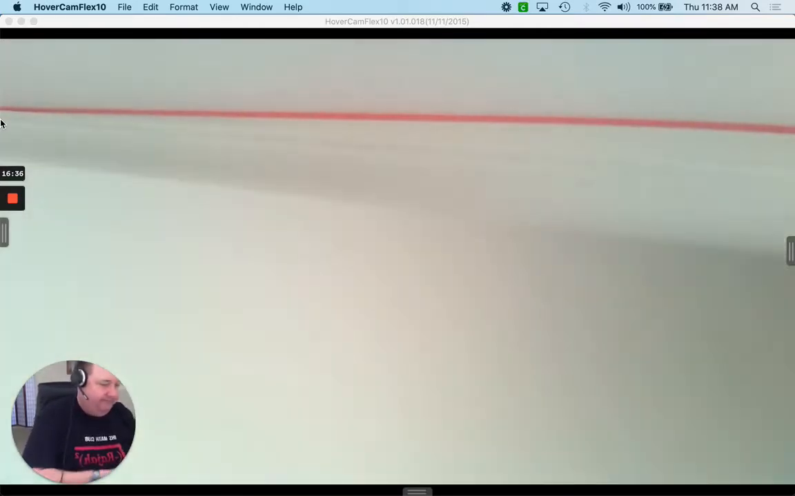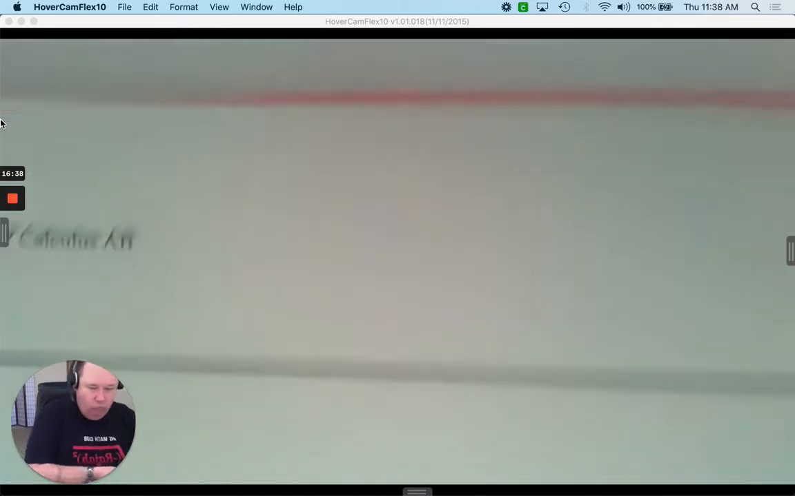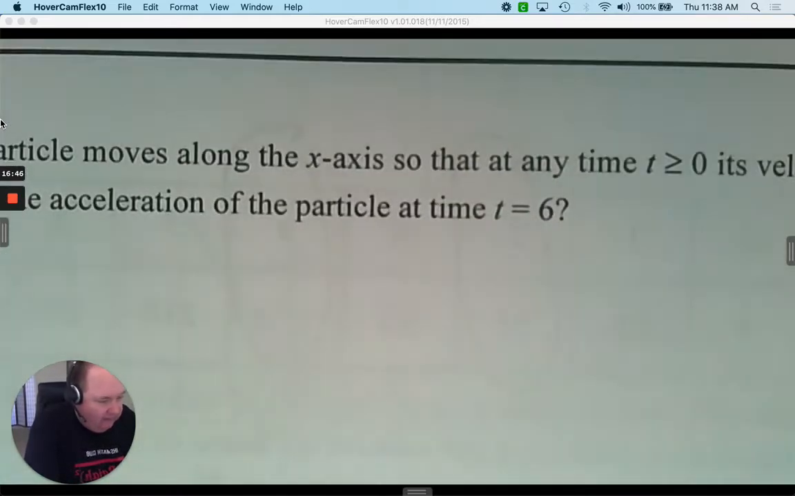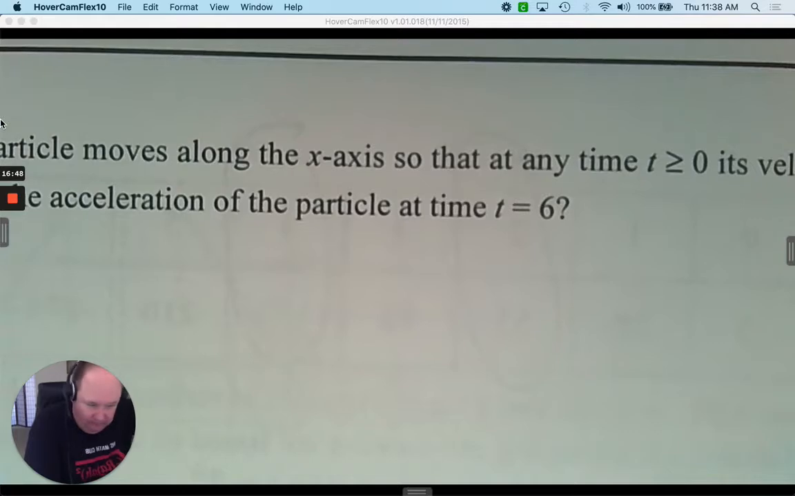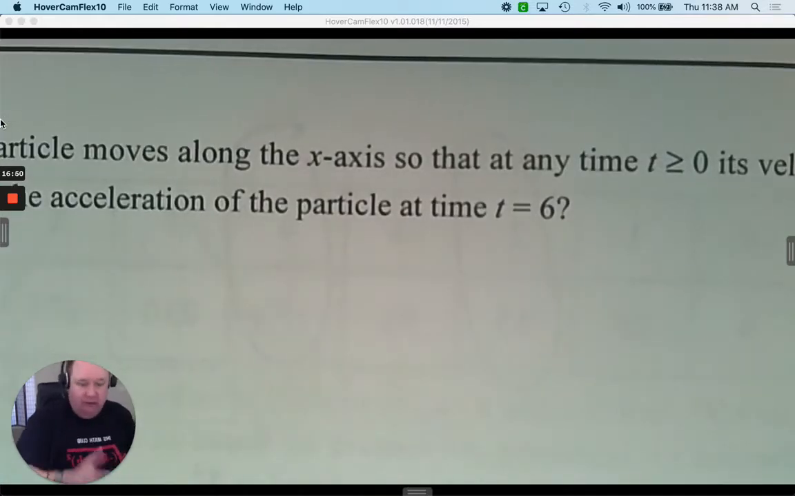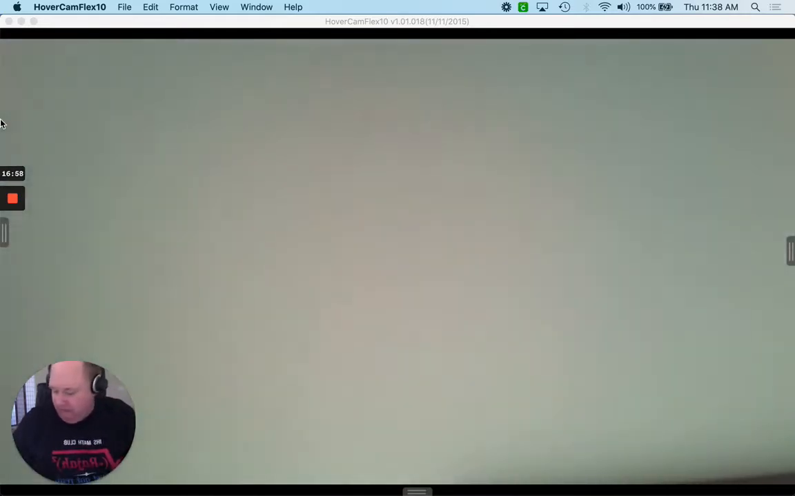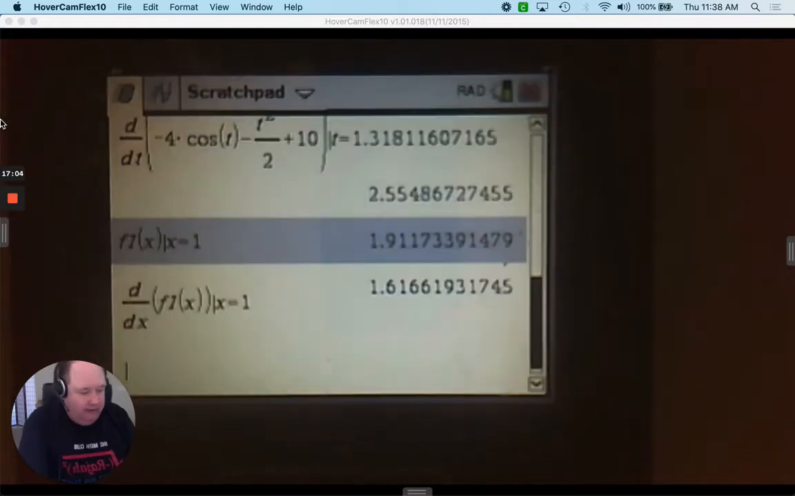Number 9. Another calculator question. A particle moves along the x-axis. In it, you're given the velocity. And what's the acceleration if you know velocity? So the connection between acceleration and velocity, they're derivatives, right? So, in other words, what will I do with my calculator? So I'm going to do the derivative.